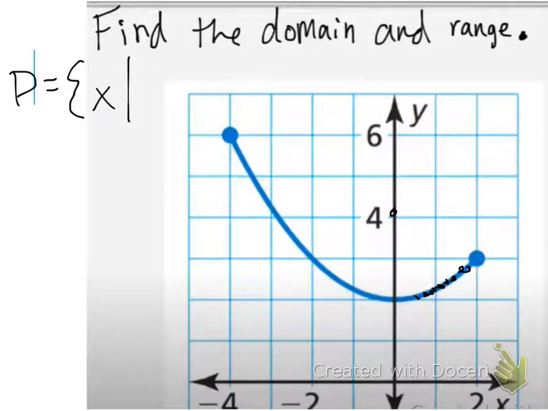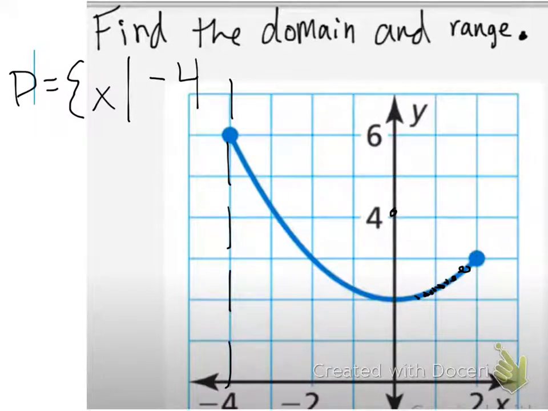You've got to write it down like this. My domain is the set of all real numbers x such that, not quite, it's going to be a compound inequality. What's my smallest x value? Remember, the x-axis is the horizontal, so I'm looking at my numbers horizontally here. What's my smallest x value? What's the farthest left my graph goes? Negative 4. Does everyone see that? This is as far left as my graph goes. Correct? So negative 4.